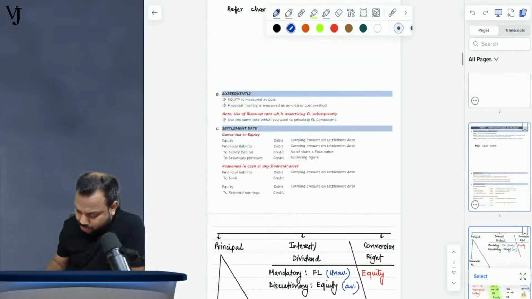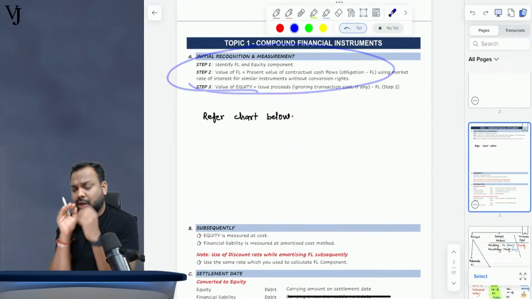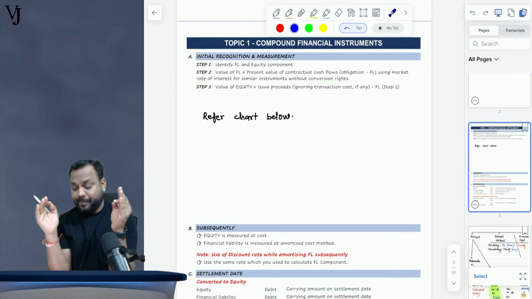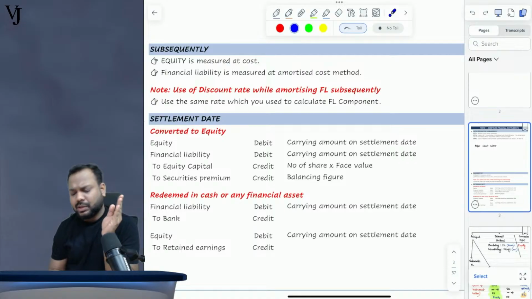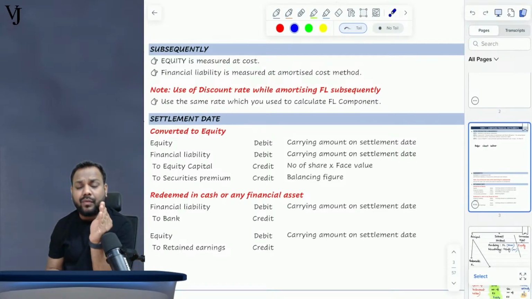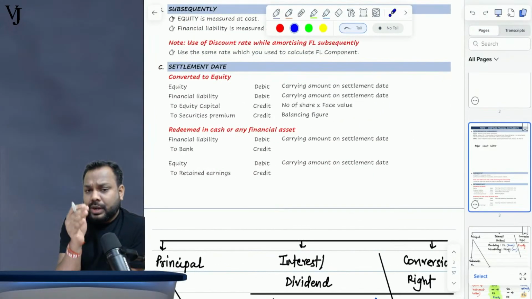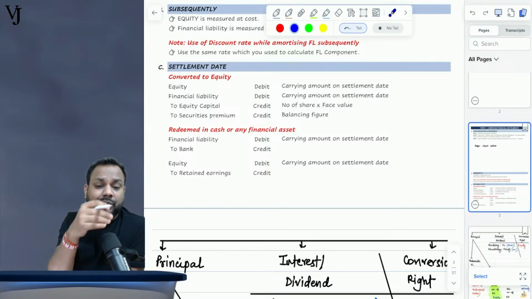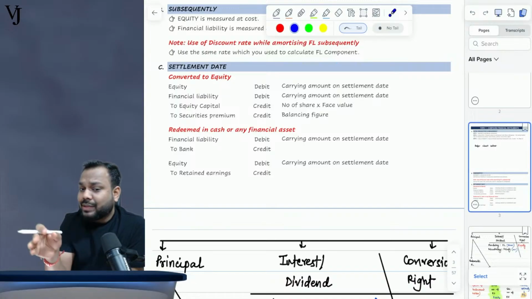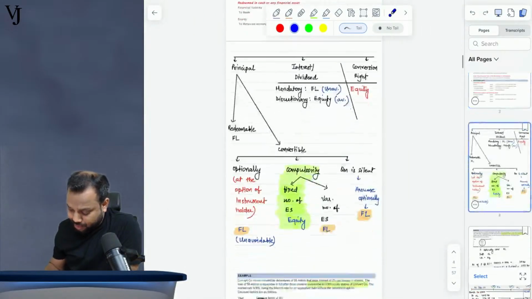That's what I have written here in the notes also. So on the date of issue of the instrument, the whole responsibility is to segregate. Subsequently, for the equity part, we keep it at its value. For FL, we apply amortised cost accounting. On settlement date, if it has to be settled in equity, we give equity shares, and the difference is transferred to securities premium. If it has to be settled in cash, we give cash, and the equity portion is transferred to retained earnings. Okay, so this is what I have done.